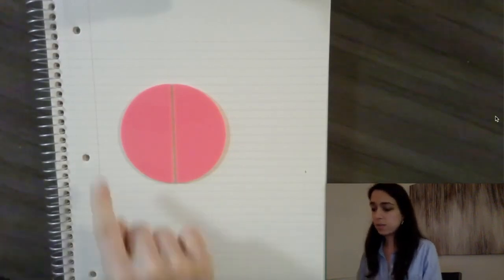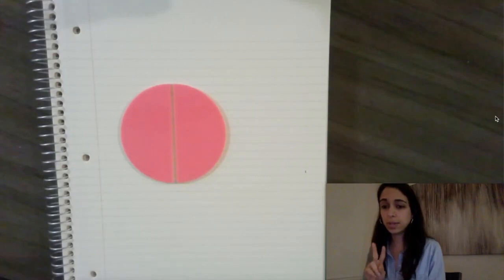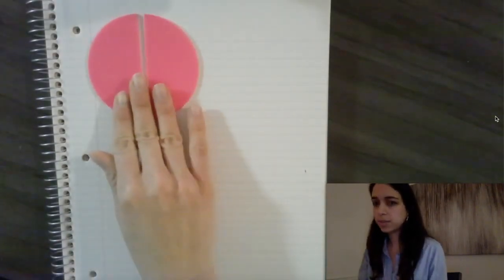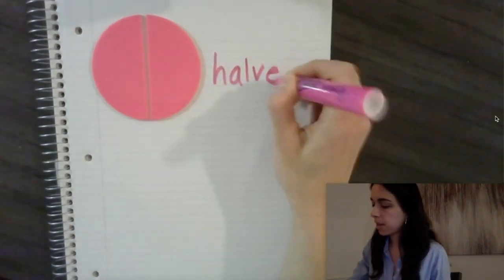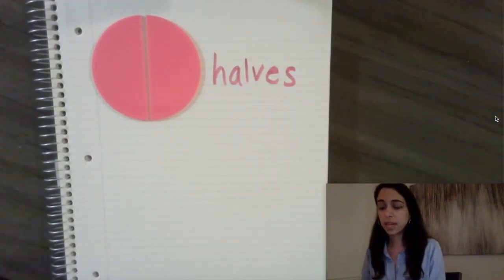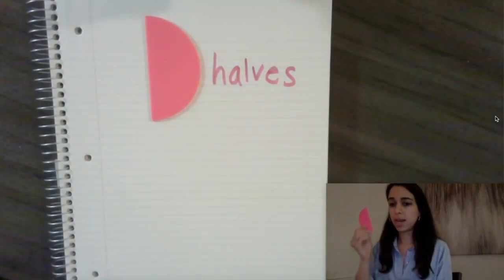So when you partition or divide a whole into two equal pieces, these are called halves. I'm going to move those here. And we want to remember this is an important math word for us to remember, halves. So I've got two halves. If I take one of these pieces for myself, this is 1/2.